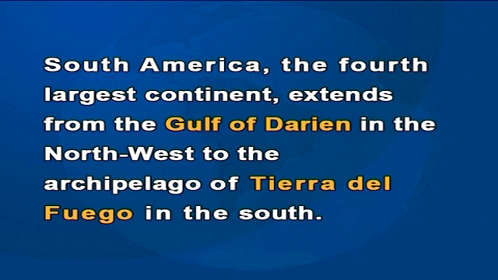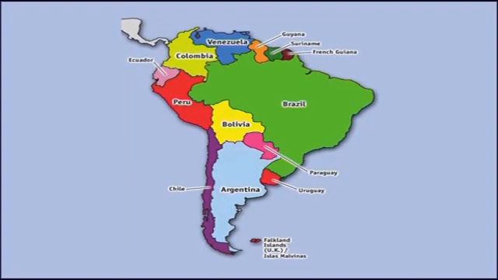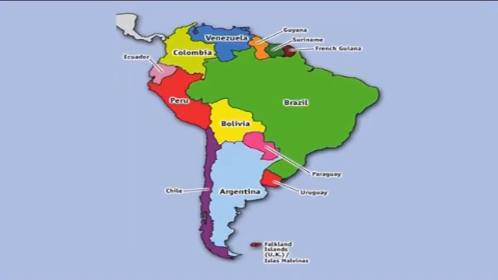South America, the fourth largest continent, extends from the Gulf of Darien in the northwest to the archipelago of Tierra del Fuego in the south. It can be divided into three physical regions: mountains and highlands, river basins, and coastal plains. Mountains and coastal plains generally run in the north-south direction, while highlands and river basins generally run in an east-west direction.